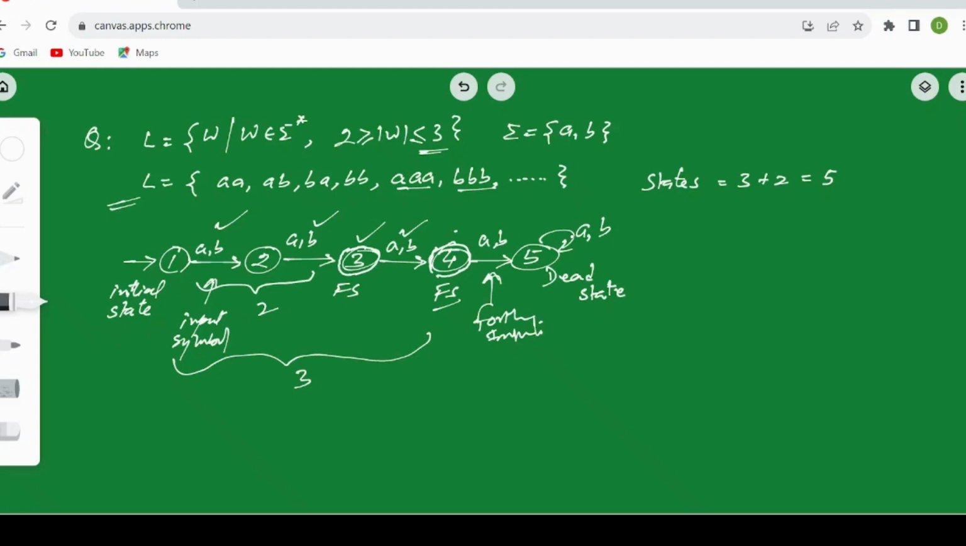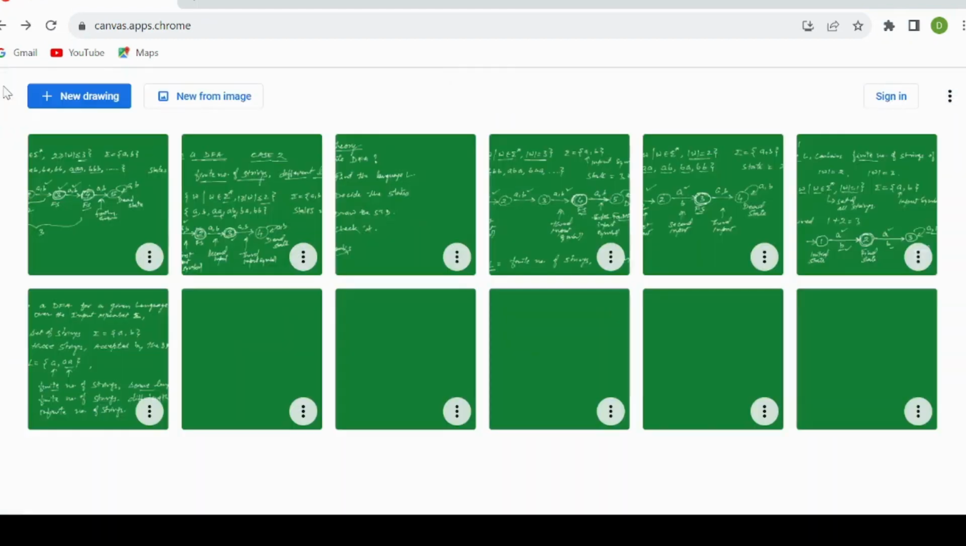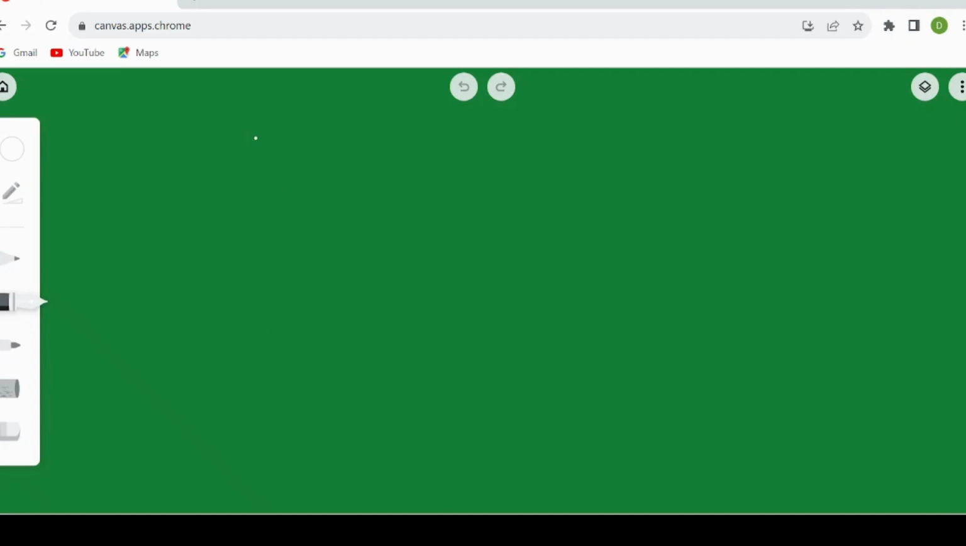Let's take one more example. Suppose you are given a language L, which is the set of strings W, where W belongs to sigma star, and the length of this string W is greater than or equal to 1 and less than or equal to 3 over the alphabet A, B. That is, the automaton is accepting strings of length 1, length 2 and length 3, all.